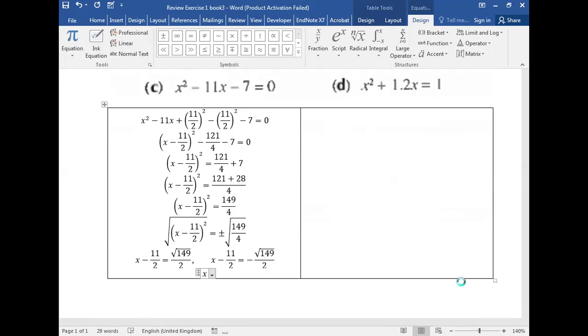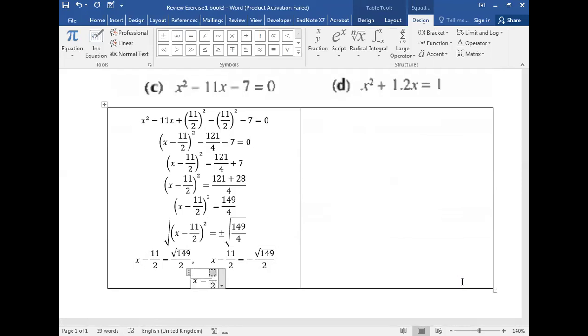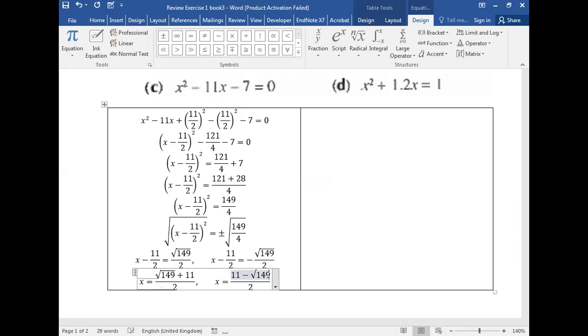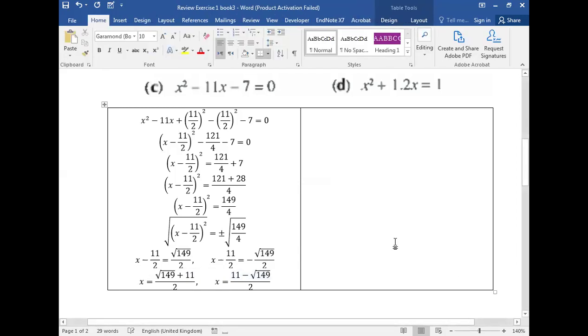ये 11 over 2 उधर जाकर ऐड हो जाएगा. Just write square root of 149 plus 11, and x is, नीचे 2 आ गया, 11 minus square root of 149. Is this clear बच्चों?